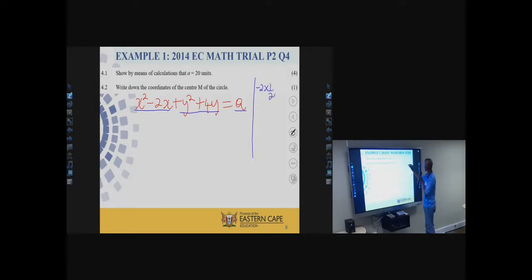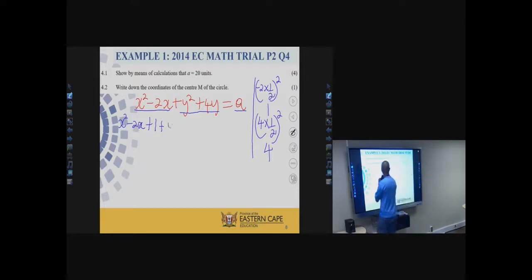Multiply it by half, then you square it. Half of negative 2 is negative 1. Squared is 1. So now you are going to have x squared minus 2x plus 1. Plus, then take the coefficient of y, 4. Multiply it by half, then square it. Half of 4 is 2. 2 squared is 4. I'm moving a bit faster because I'm repeating this. So it's y squared plus 4y plus 4 is equal to a, which was already there.